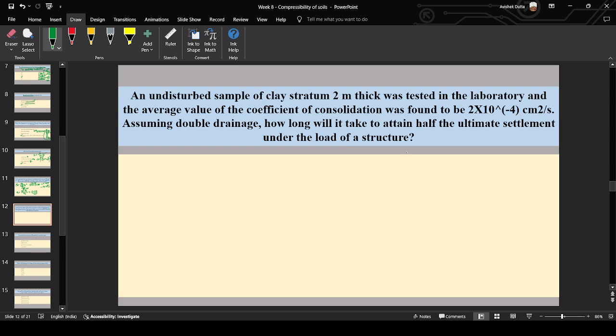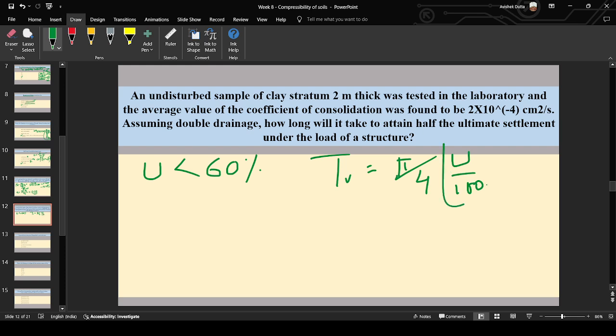Now, for half settlement, the degree of consolidation U is less than 60 percent because it is 50 percent. For which the formula for time factor is Tv equals pi by 4 into U by 100 whole squared. So U equals 50 percent. For this Tv, we obtain the value of time factor as approximately 0.197.